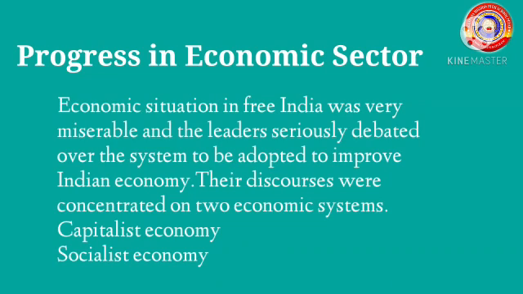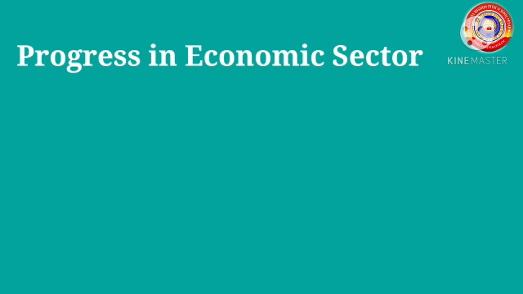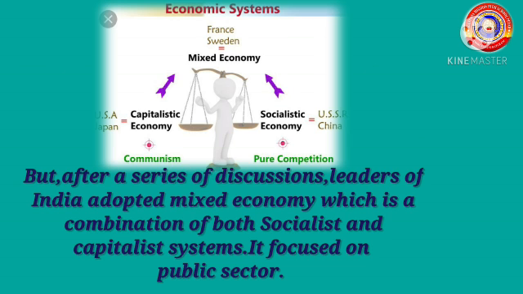We have already learned how the British exploited India economically. The economic situation in free India was very miserable, and the leaders seriously debated over the system to be adopted to improve the Indian economy. Their discourses were concentrated on two economic systems. One is capitalist economy, the other is socialist economy. But after a series of discussions, the leaders of India adopted a mixed economy, which is a combination of both socialist and capitalist systems. It focused on the public sector.